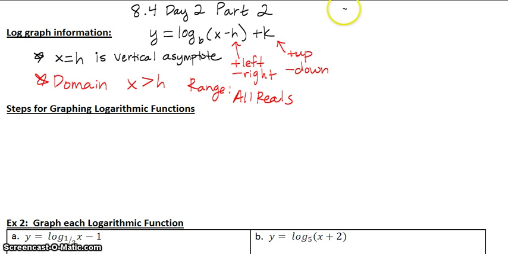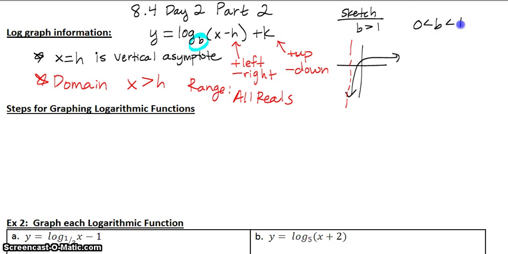All right, quick sketch. Depending on what the base is, it depends on if it's an inverse of exponential growth or exponential decay. So if the base is greater than 1, it's going to look something like this. And right here would be the asymptote. If b is between 0 and 1, it goes this way instead. And the asymptote's still right next to it. And I'll say more as we graph.